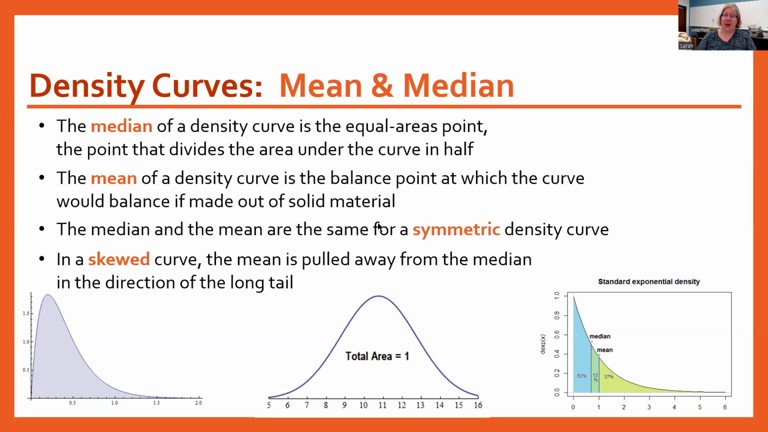In a skewed curve, the mean is further out in the tail. So if your distribution is right skewed, the mean is going to be further to the right. So it'll be bigger than the median. If it's left skewed, then the mean is going to be on the left side in that left tail. And so the mean is going to be smaller than the median.